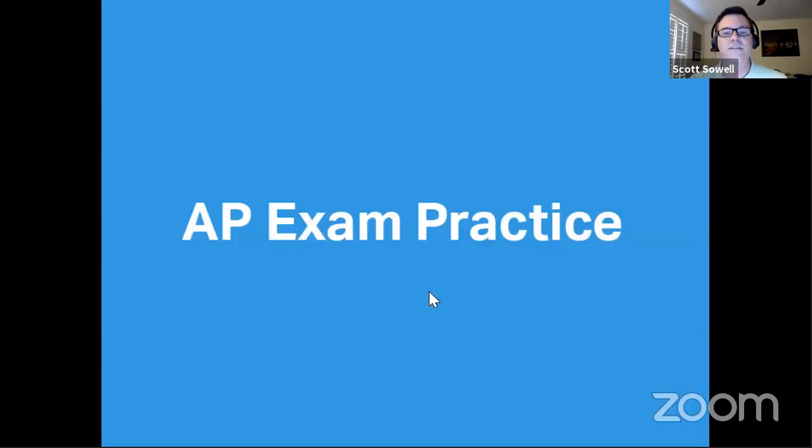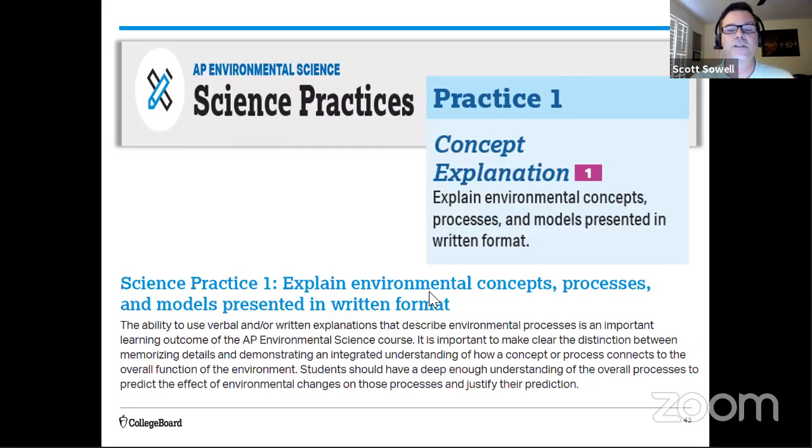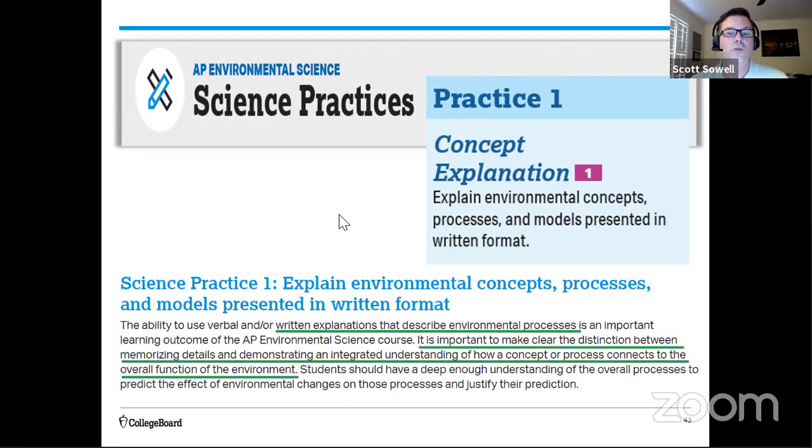All right, so let's do some practice here. So we're going to do an FRQ that's going to require some concept explanation. So just remember that this is science practice number 1, and this is asking you to write explanations that describe environmental processes. And your written descriptions should demonstrate that you've done more than just memorize the facts. It's one thing to memorize what a CFC is. It's another thing to be able to explain the role of CFCs in stratospheric ozone depletion.